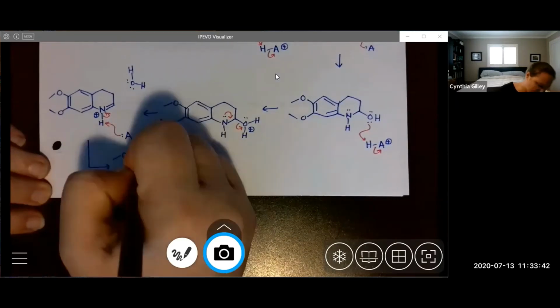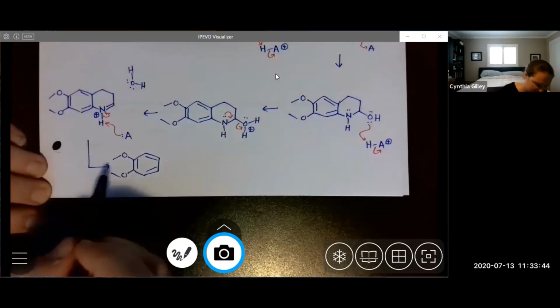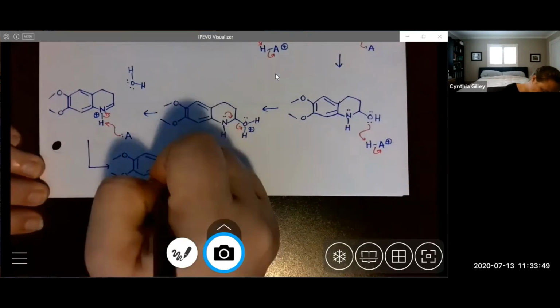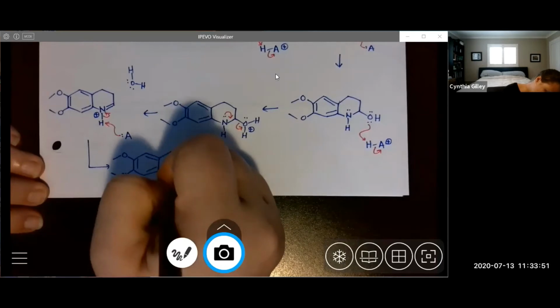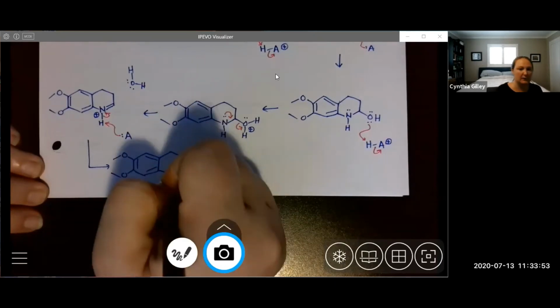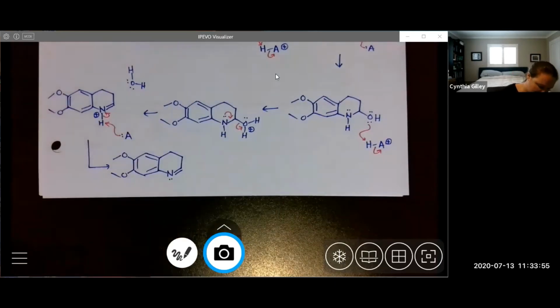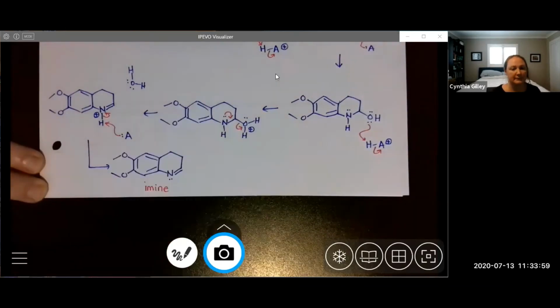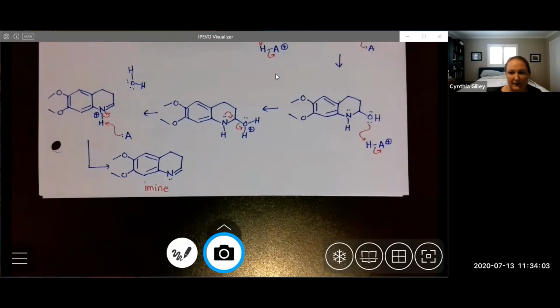I didn't bother ever drawing in the lone pairs on the oxygens just because they're never used, so you don't really need to worry about it. So this is our imine product. Does it look good?